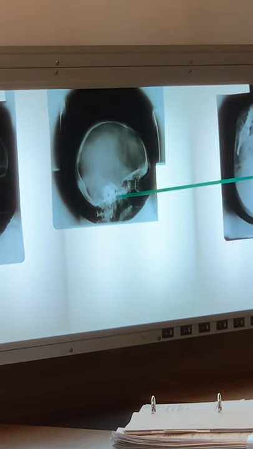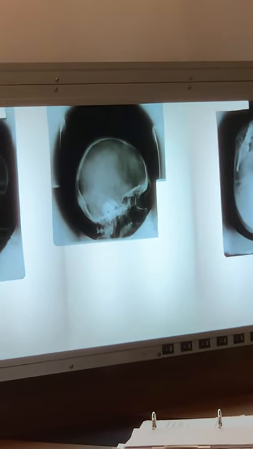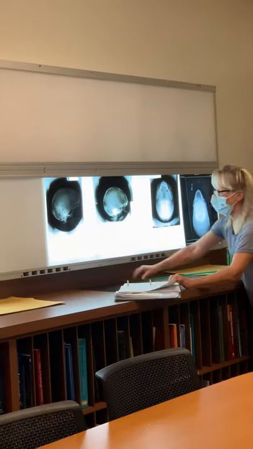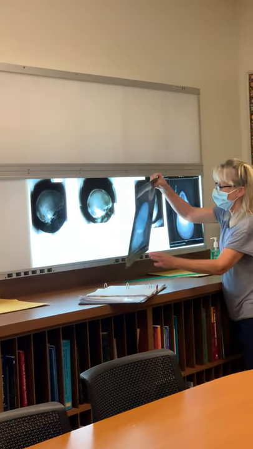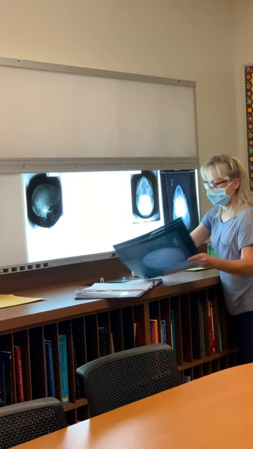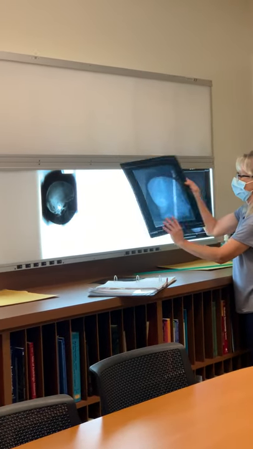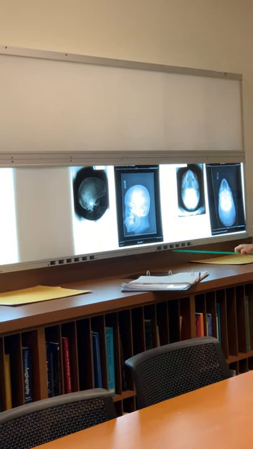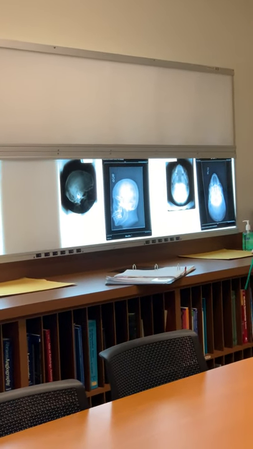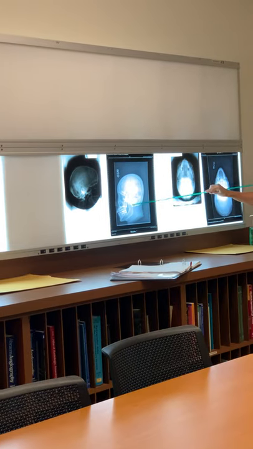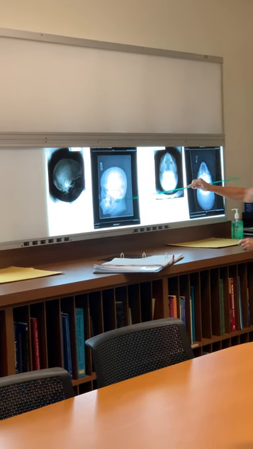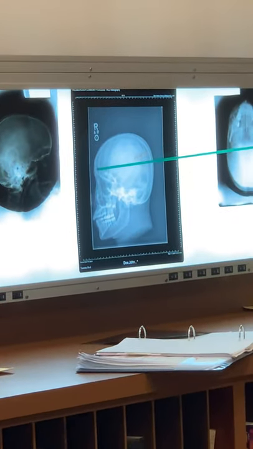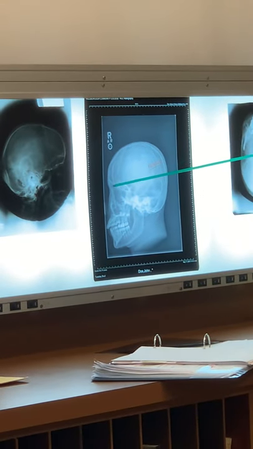Right here, we didn't get down far enough to see the rotation. I'll show you this one. That's really tilted and really rotated, because here's one mandibular ramus here, and here's another one here. I did it on purpose. And here's tilt.